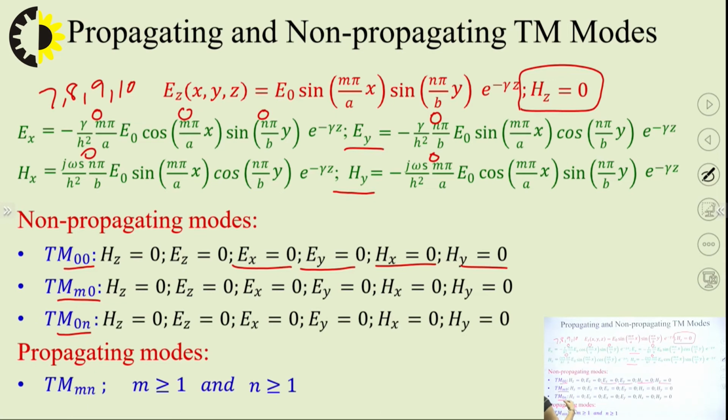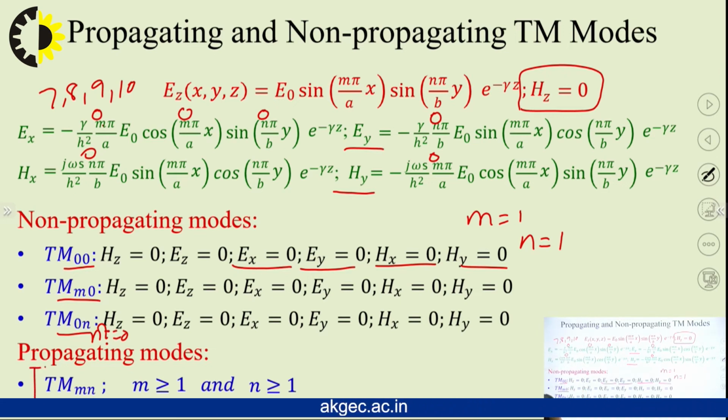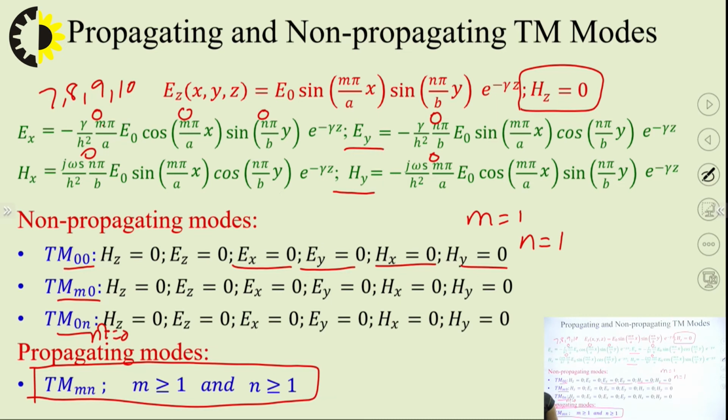If I take the 0n case, m is 0, so here multiplied by 0, here sin 0 will be 0, it means the complete term is 0, multiplied by sin 0 will be 0, and here multiplied with 0. So if I put the value of m equal to 1 and n equal to 1, then only we get Ex, Ey, Hx and Hy. So that's why we can say that the propagating mode in TM is TMmn, where m is greater than or equal to 1 and n is also greater than or equal to 1.